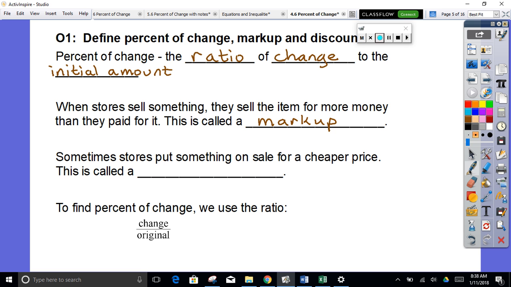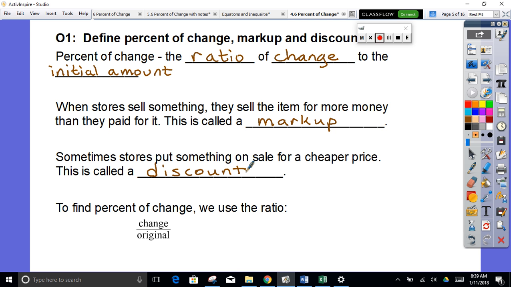Sometimes stores put something on sale for a cheaper price. This is called a discount. Sometimes it's when something's on sale, that's a discount. So a lot of times this is a really good time. There's a lot of discounts on winter clothing because stores are getting ready to break out the spring clothing. I know at Walmart the other day someone was buying a huge cart full of Christmas decorations, so they were taking advantage of the discounts on the Christmas stuff after Christmas.